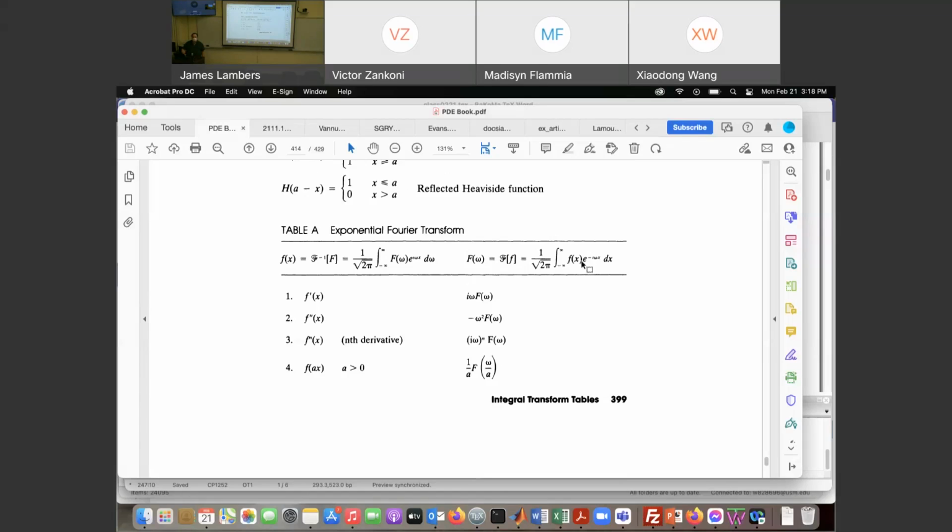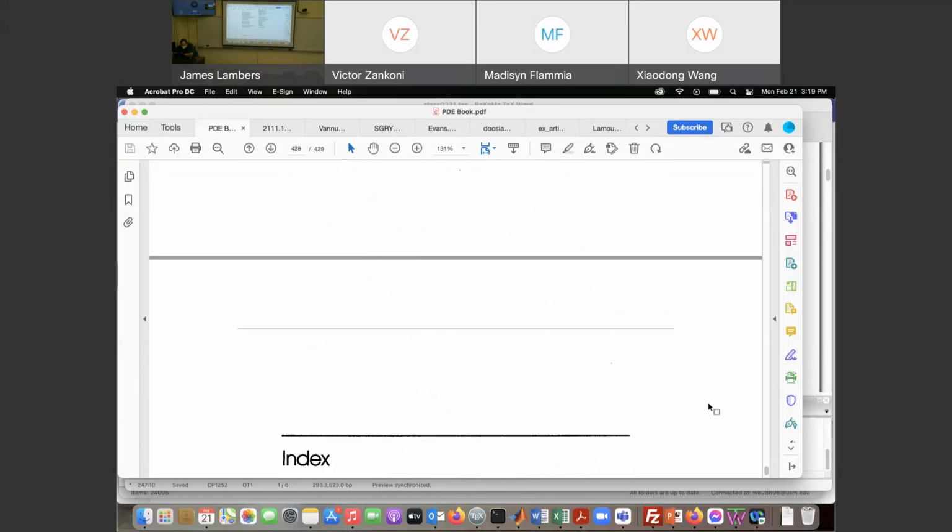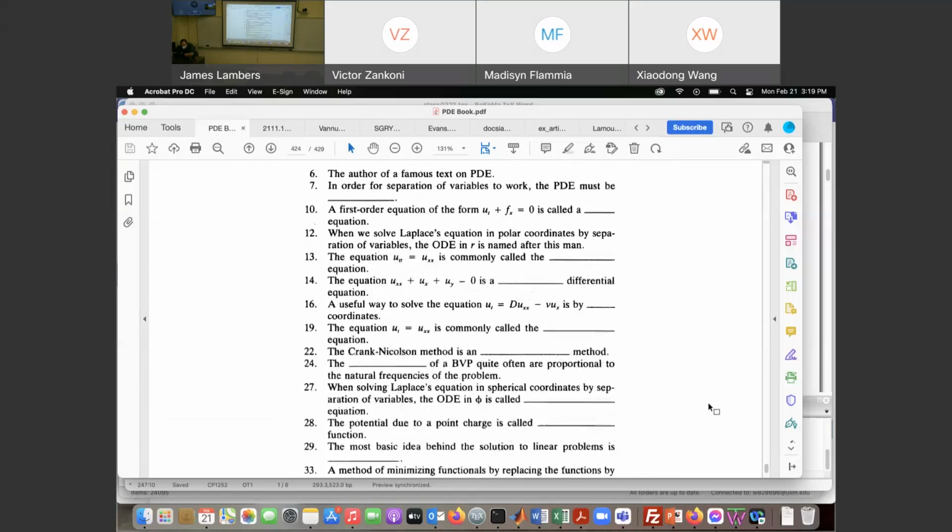Was it e to the x or e to the minus x? Yeah, e to the negative x. And was that for negative or positive x? I think it was for positive x. Just positive. Well, something seems awful about that. Oh, there is an answer in the back, let's see what that says.